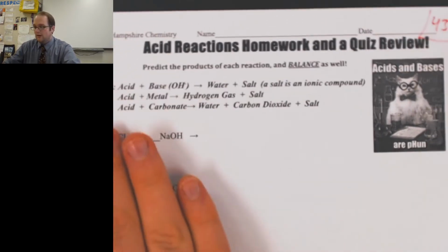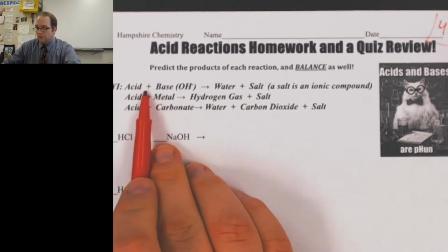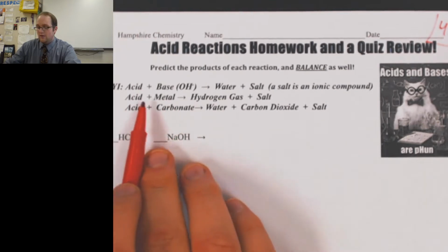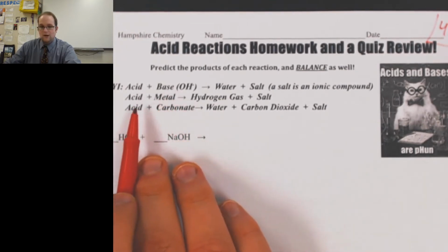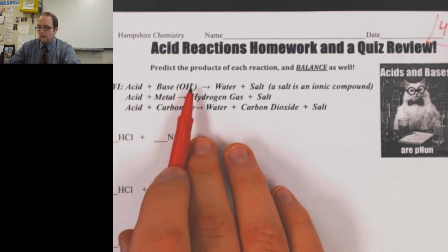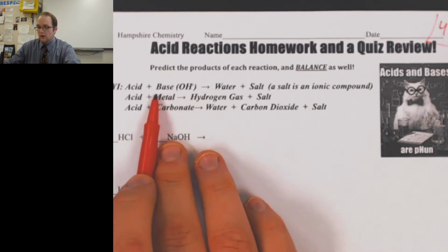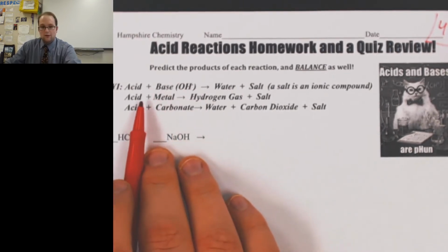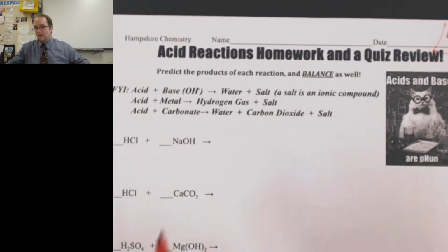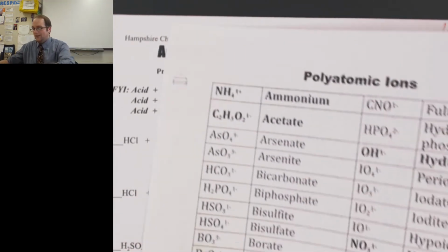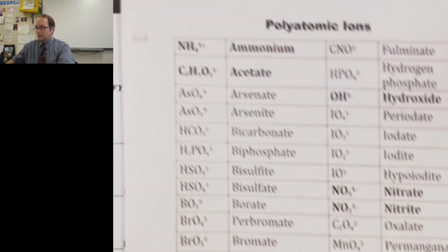Notice we have a little bit of summary here of our notes from the other day. You can see the three main types of acid reactions: an acid and a base, an acid and a metal, and an acid and a carbonate. We can always identify our bases by OH. Our metals are just our different metals on our periodic table on the left side. And carbonate, that's one of our polyatomic ions. You're always going to see CO3 down here with that 2- charge.